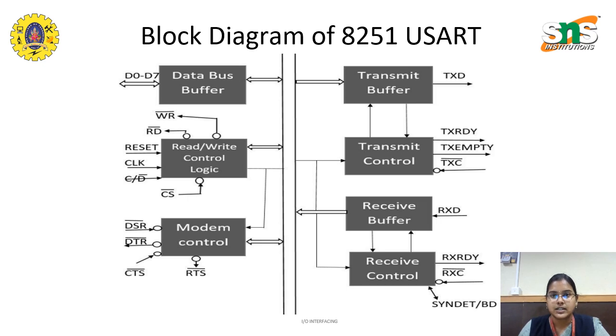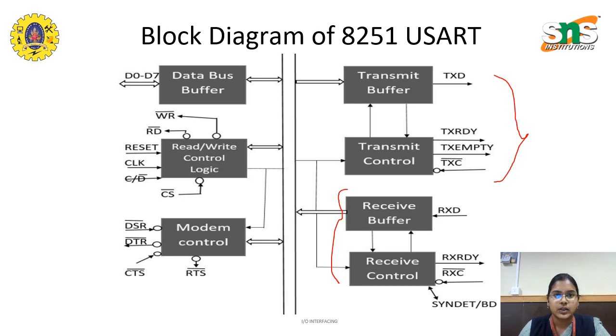Here you can see on the right hand side we have the transmit buffer and transmit control, where the control signals like transmit TXD, transmit ready, transmit empty, and transmit control TXC, all the control pins are available. And apart from the transmit, we will also have the receiver buffer and receiver control, where we have the control signals for receiving also.